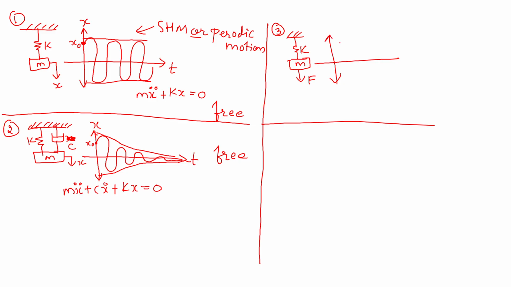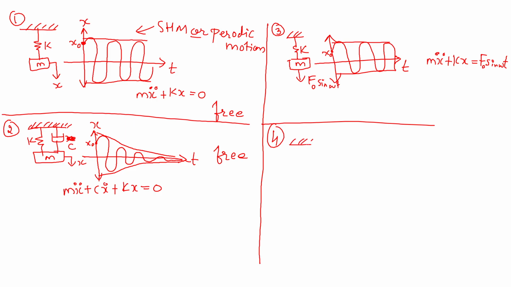So this is the mean position. Again here you can see such a motion with the same amplitude. This is the initial displacement x naught. Here you can write the equation of motion as mx double dot plus kx is equal to F. Here you can consider it as F naught sine omega t. So this will be the response when you consider a forcing function.